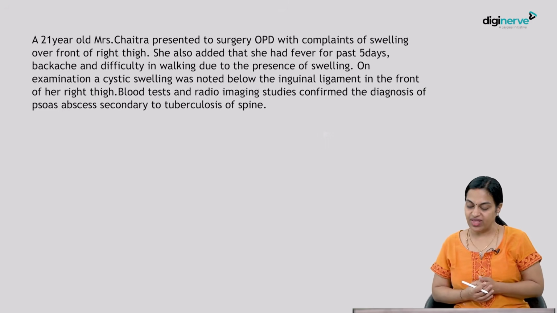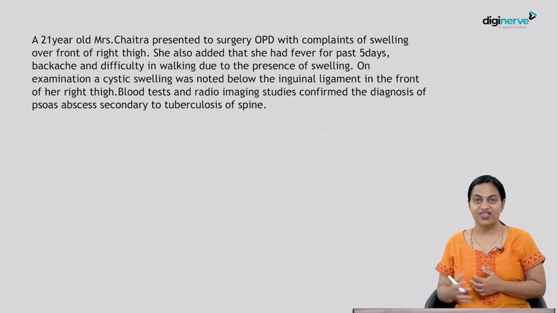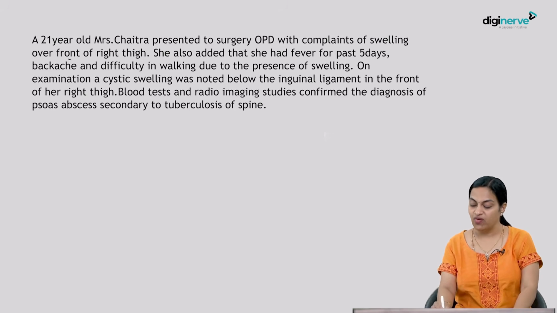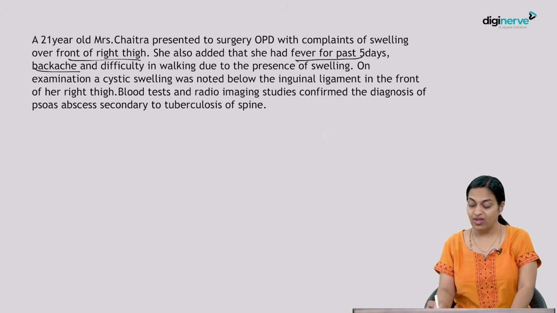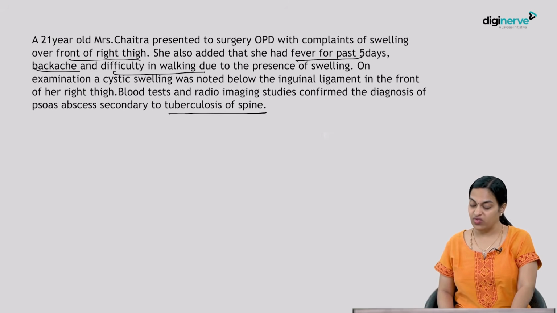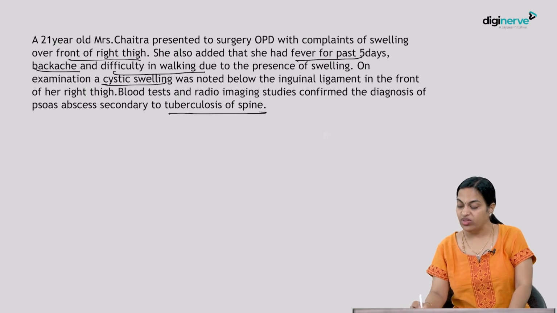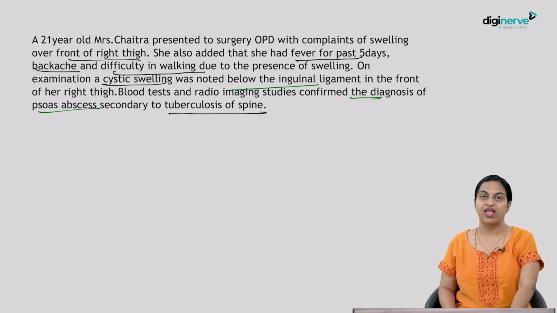So I'll read this case scenario again. Yes, we have come to the end of this session. So this session we started with this case scenario, right? A 21-year-old Mrs. Chaitra presented to surgery OPD with complaints of swelling over the front of the right thigh, fever for past 5 days, backache because of tuberculosis of spine, difficulty in walking due to the swelling in the front of the thigh, cystic swelling below the inguinal ligament. Confirm the diagnosis of psoas abscess.